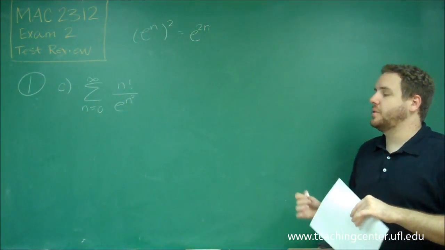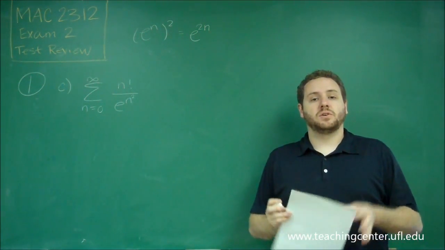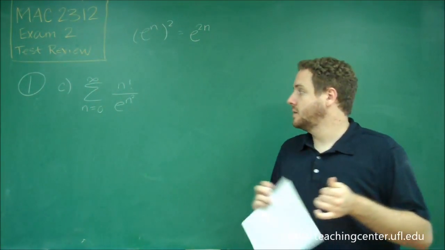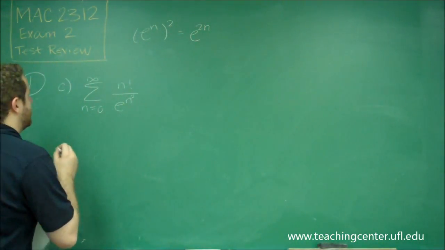So anytime you have factorials, that should be the sign that if you're going to test it, you've got to use the ratio test. So we're going to use the ratio test.